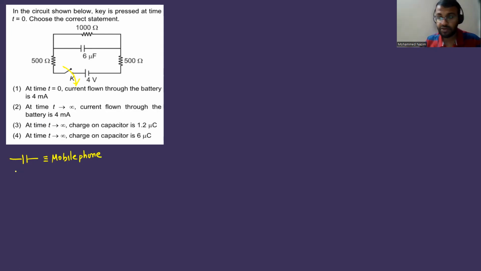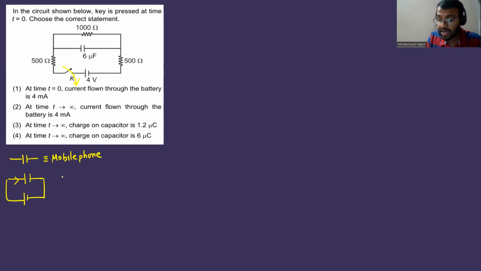Let us say your mobile phone is highly uncharged. As soon as you connect your mobile phone to the battery, what will happen? Since the capacitor is highly uncharged, a maximum current will flow from the battery in order to charge the capacitor. A maximum current will flow because it is highly uncharged. It will take maximum charge. So maximum current will flow from the battery in order to charge the capacitor.